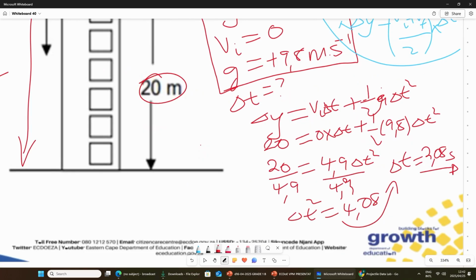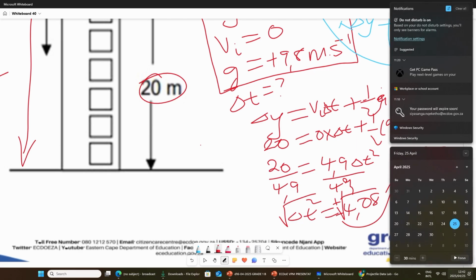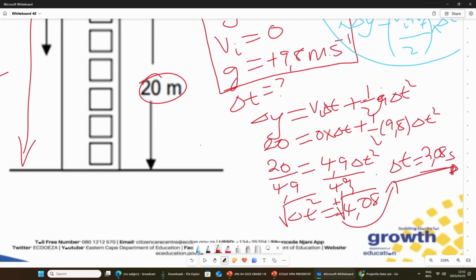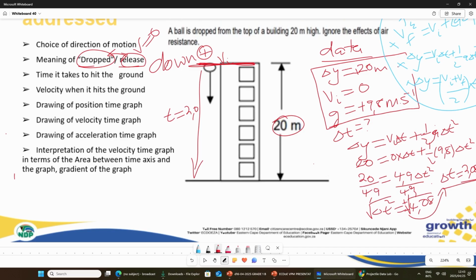Delta t squared is given to be 4.08. So we take the square root of both sides. As we know, the square root is plus or minus, but the time cannot be negative. So the square root of 4.08 gives us the time, which is 2.08 seconds. From there, we know that the time for the entire journey, before the ball hit the ground, is 2.08 seconds.